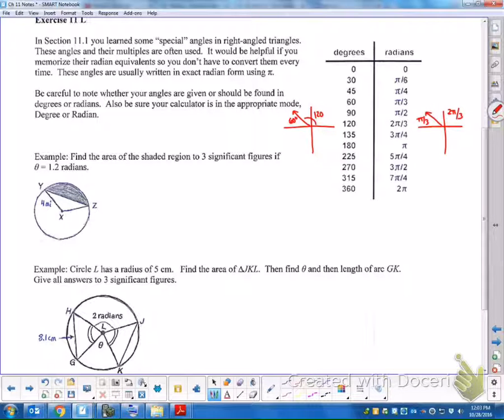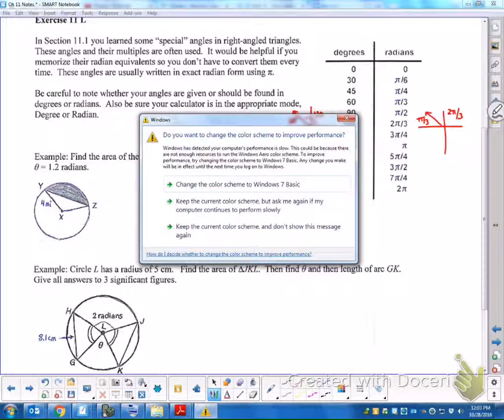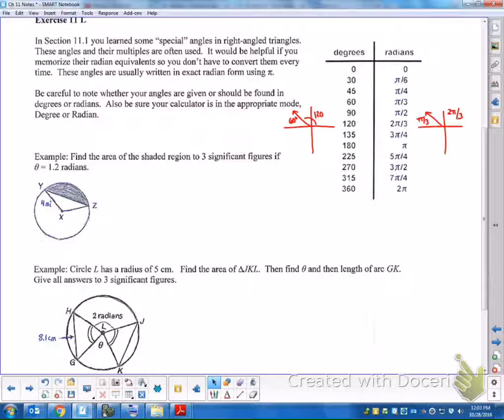Okay, now one thing about the test. I'm not going to tell you, hey, this needs to be in degree mode now, this needs to be in radian mode now. But for the most part, you should know. If they're giving you things that are in degrees, then you need to be in degree mode. If they're giving you things that are in radians, you should be in radian mode. And it depends on what you're doing with it.